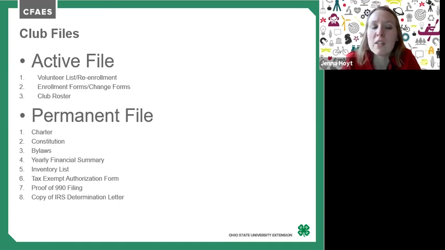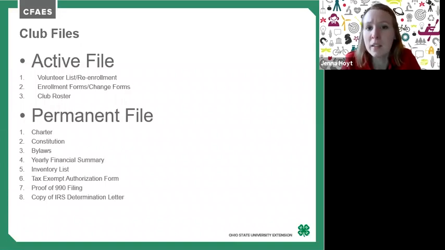So things to think about in your active file: your volunteer list and your re-enrollment forms. So you want to have an accurate list of all of the volunteers that are helping with your 4-H club, and then also any enrollment forms for your 4-H members, for your 4-H youth, and any change forms as well. So if you have health forms for your members, you want to have those. Permission or waiver forms, those would be important as well to have on file and have easy access to. And of course, a copy of your club roster from 4-H Online. Those are things you'd want to keep in a notebook that's easily accessible for all your club meetings.